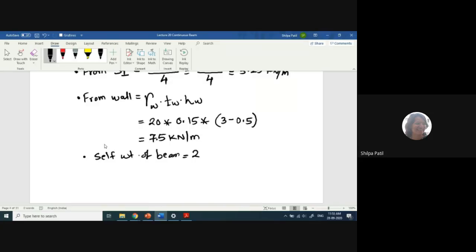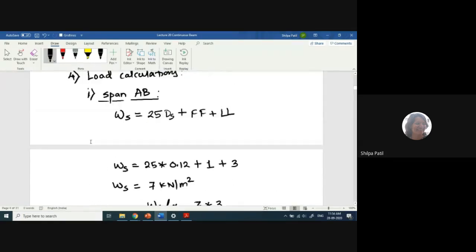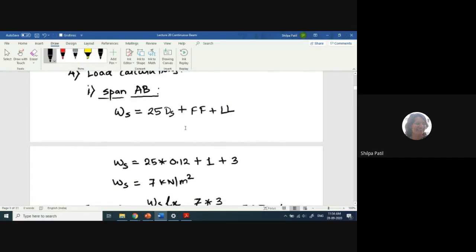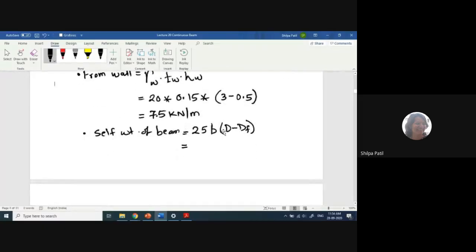Find out the self weight of the beam, which is calculated as 25 into B into D. So D is taken as D minus Df only. That is the depth of the web portion is considered only for self weight of the beam, because the self weight of the slab we have already considered here as 25 into ds. So that we have to deduct. That's why we have considered only the depth of the web from the beam. So put the values and tell me the value quickly.